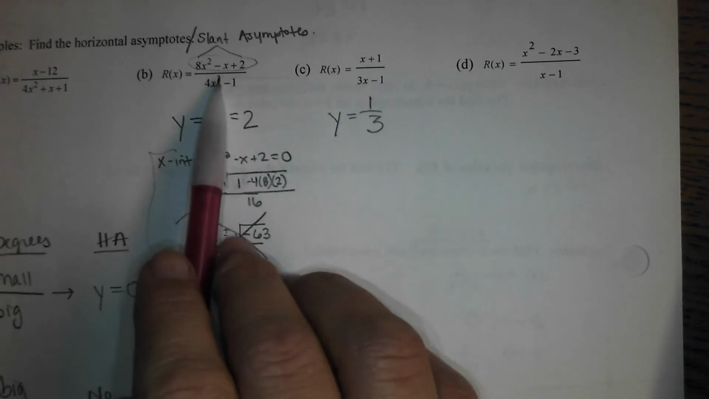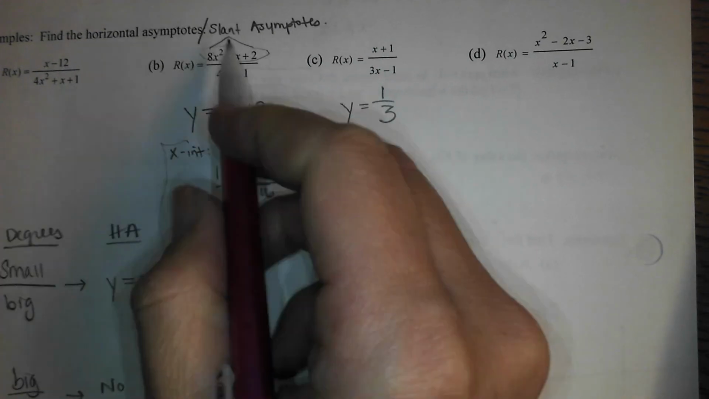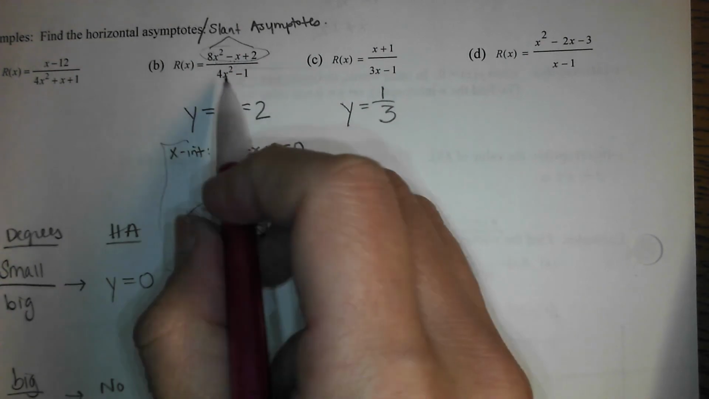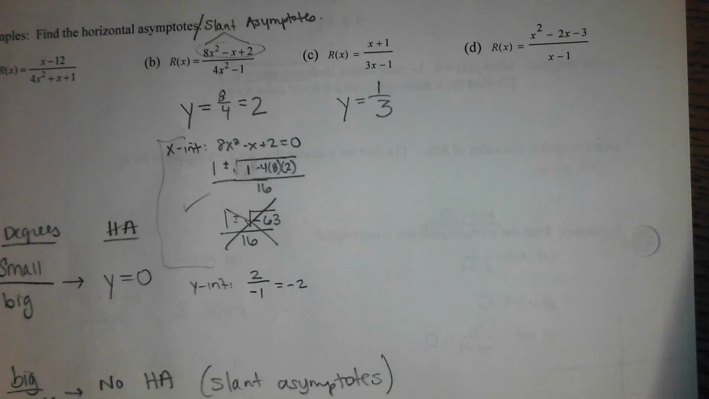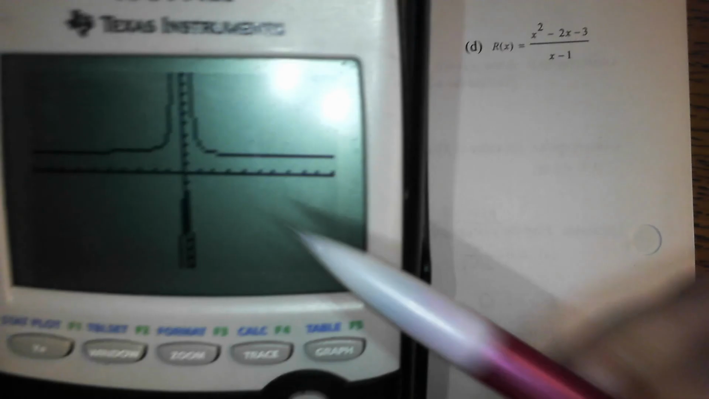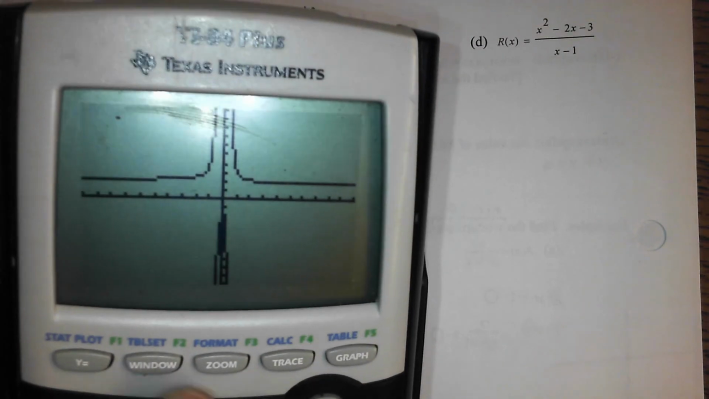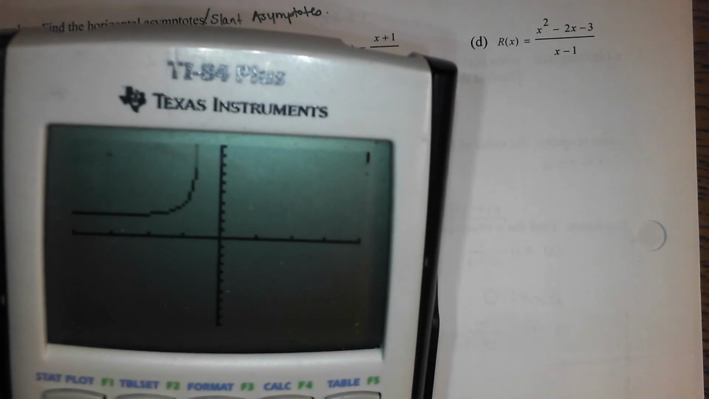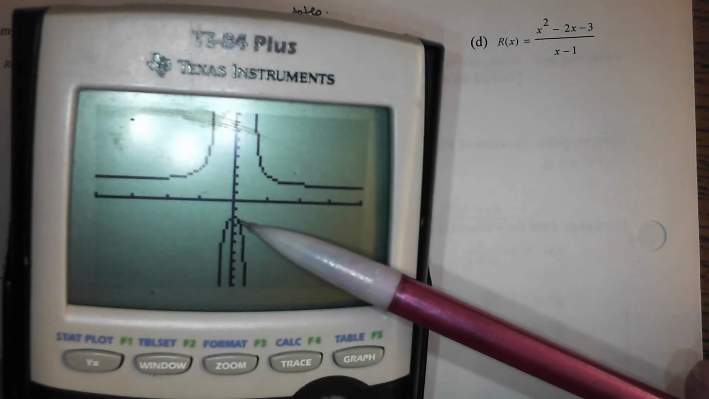Our y-intercept is when x equals 0. So we just have to plug that in. So that's 0 minus 0 plus 2, and 0 minus 1. So we have a y-intercept at -2, which maybe I need to zoom more so you can see that, but if I go like -4 to 4. Yeah, see, you can see it crossing the y-axis at -2.